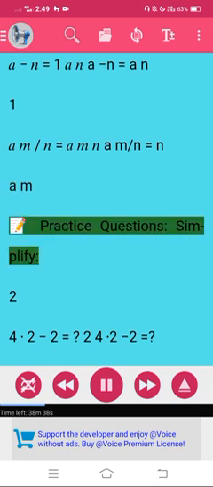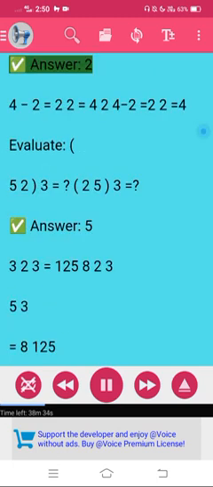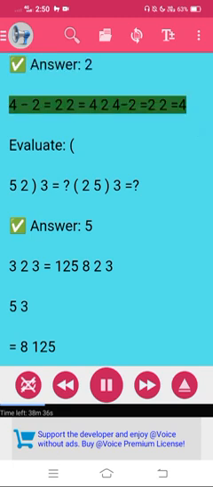Practice questions. Simplify: 2^4 ÷ 2^2. Answer: 2^(4−2) = 2^2 = 4.